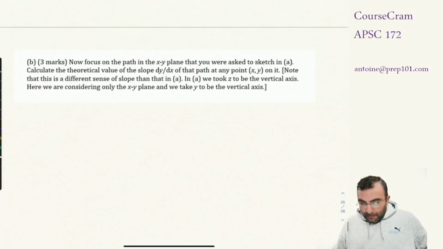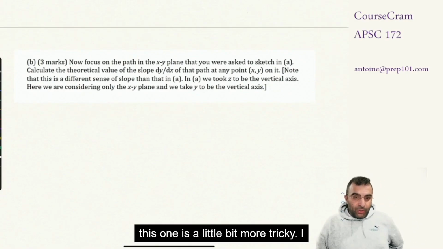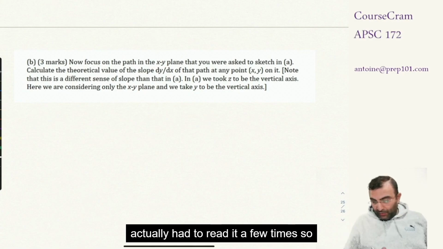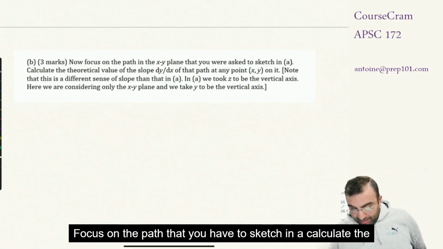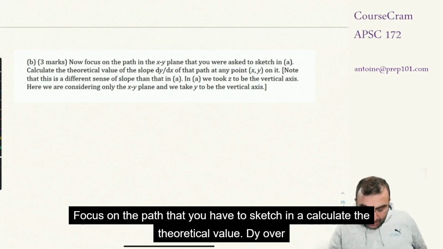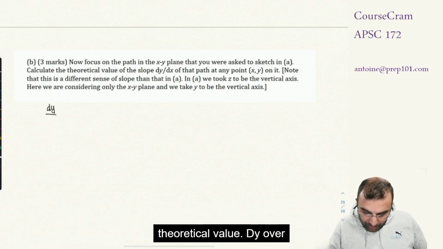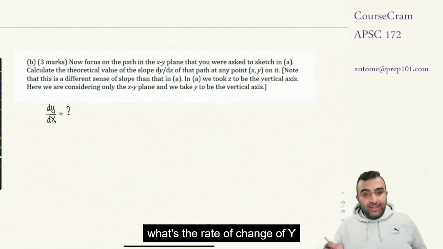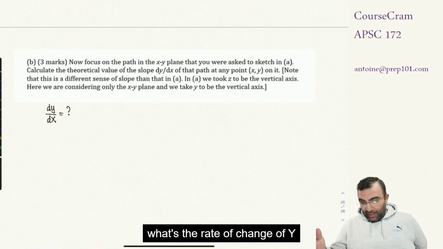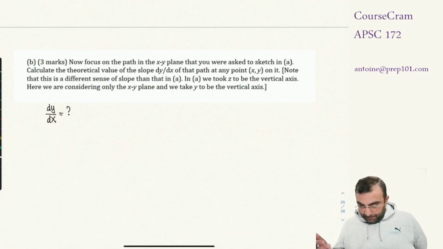Now, this one is a little bit more tricky. I actually had to read it a few times. So focus on the path that you had to sketch in A. Calculate the theoretical value dy over dx. So find what dy dx is. What's the rate of change of y with respect to x?